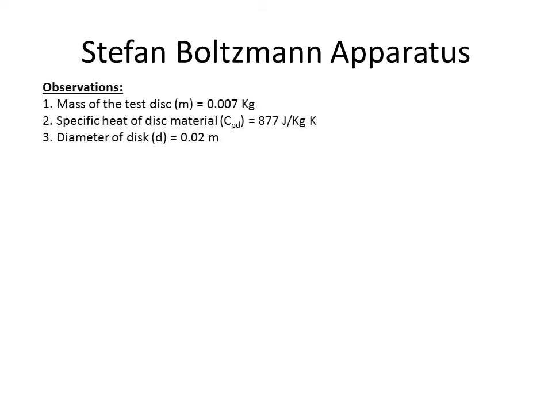Observations. Mass of test disk is 0.007 kg. Specific heat of the disk material is 877 joule per kg Kelvin. Diameter of disk is 0.02 meter. Observation table.